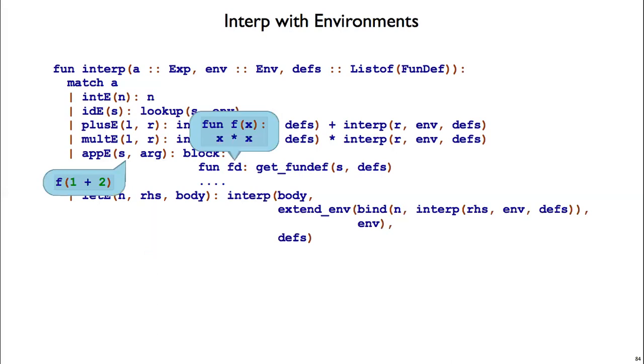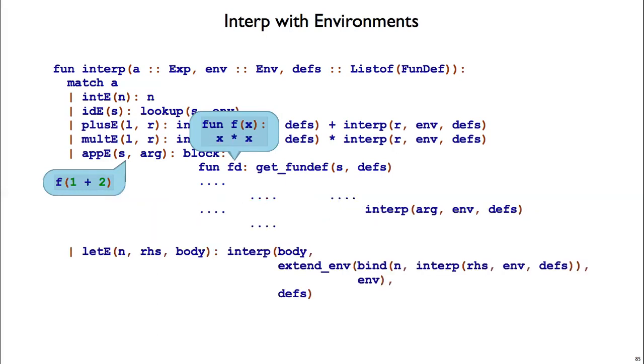Now for applications. So suppose we have an application f called with 1 plus 2, and then we have a function definition that says f multiplies its input. So the first step of evaluating the application is to look up the function definition symbol, and we use our list defs for that. And now we need to decide what to do to figure out what the result of the application is. So first things first, we definitely want to interpret the argument relative to the current environment and definitions. And then once we have that value, we want to bind it to the symbol that the function uses for its argument, and then use that to interpret the body.